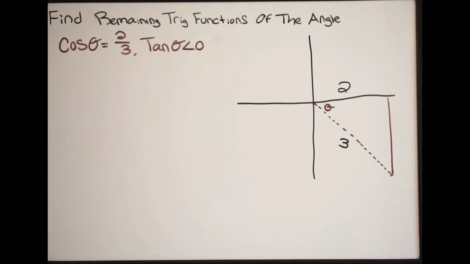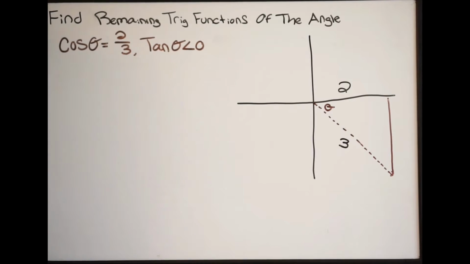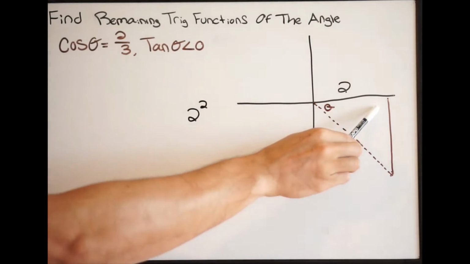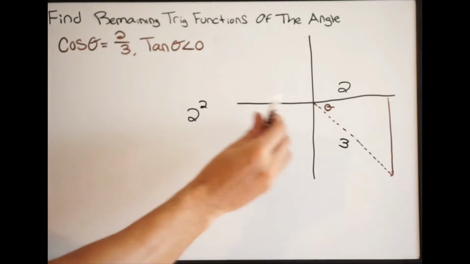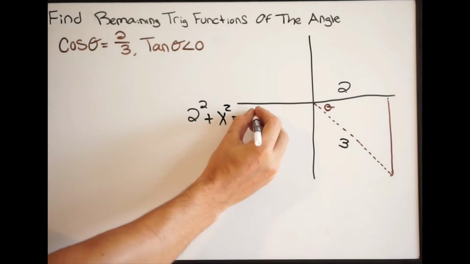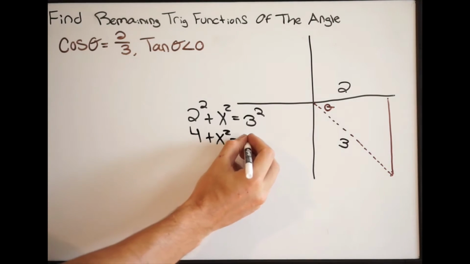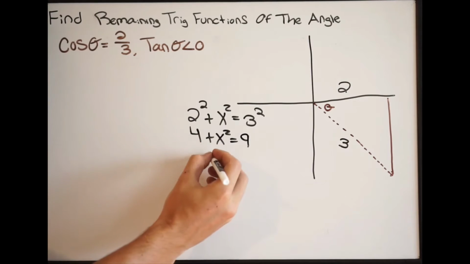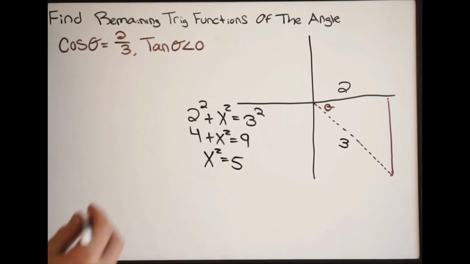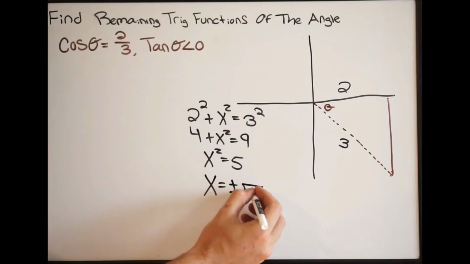So notice what we can do here. We want to find this missing side length here. So we're going to use Pythagorean Theorem. And in order to do that, we're going to do 2 squared. We'll just call this x, this side we're missing. So plus x squared equal to 3 squared, so this gives us 4, plus x squared equal to 9, minus 4 on both sides. You get x squared equal to 5. And now you just want to take the square root on both sides. So you get x is equal to plus or minus the square root of 5.